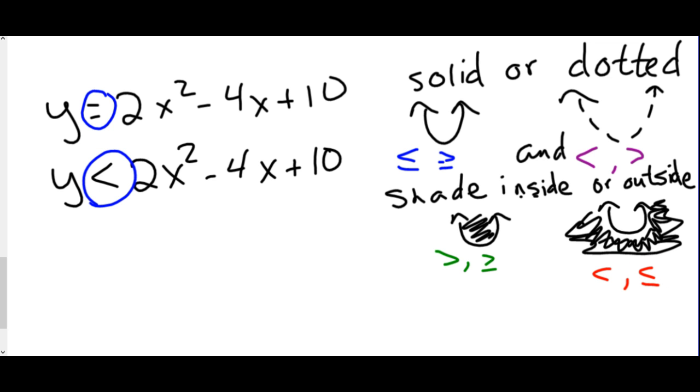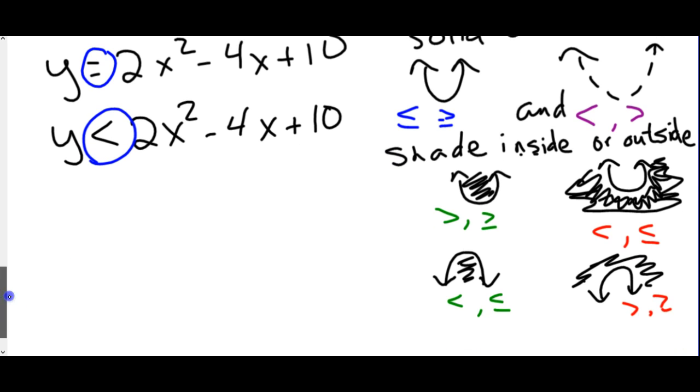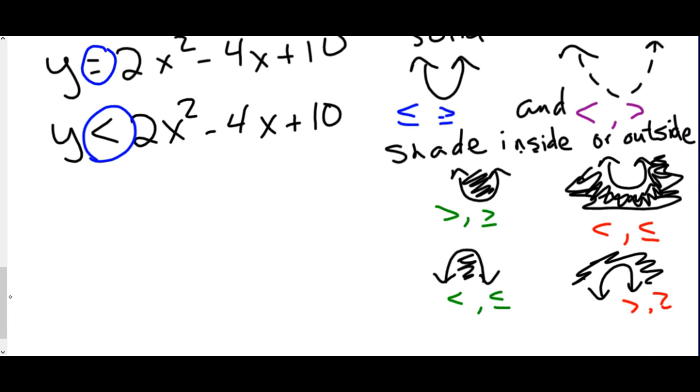But that can change if your parabola flips. If your parabola is upside down, you actually shade inside when it's less than or equal to. Less than is below the line. Or outside, when your parabola is upside down, would be greater than or equal to. So there's a lot of combinations.